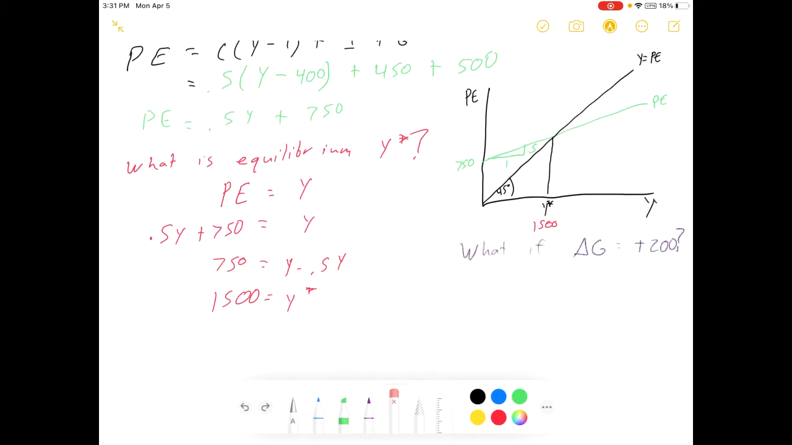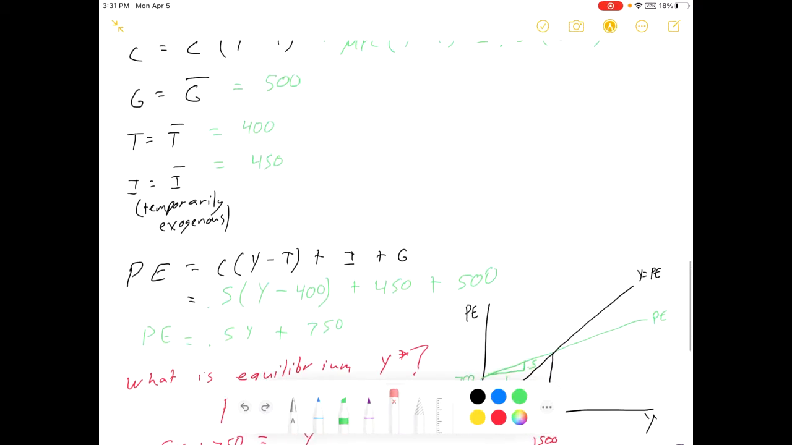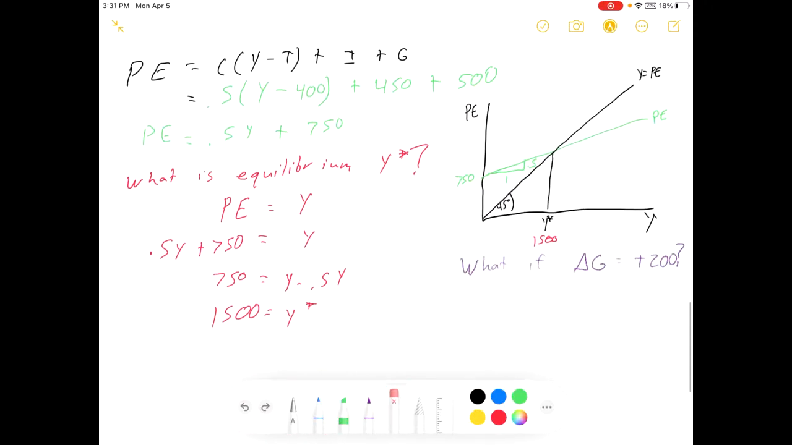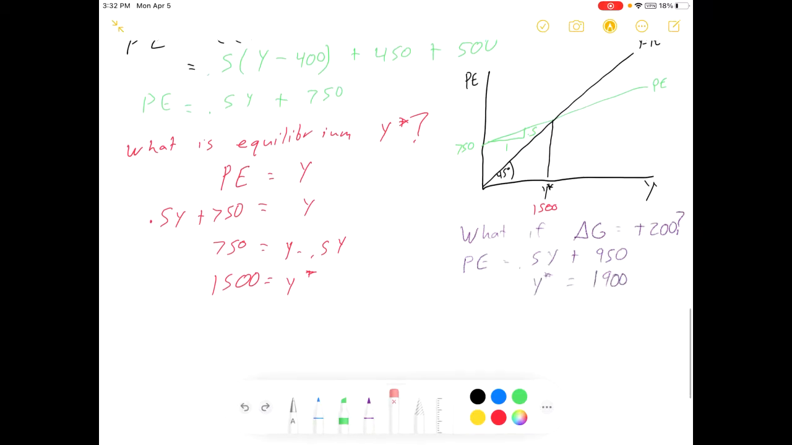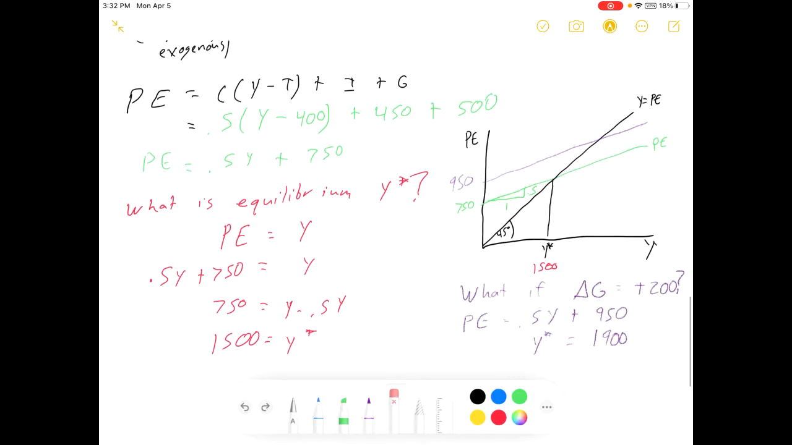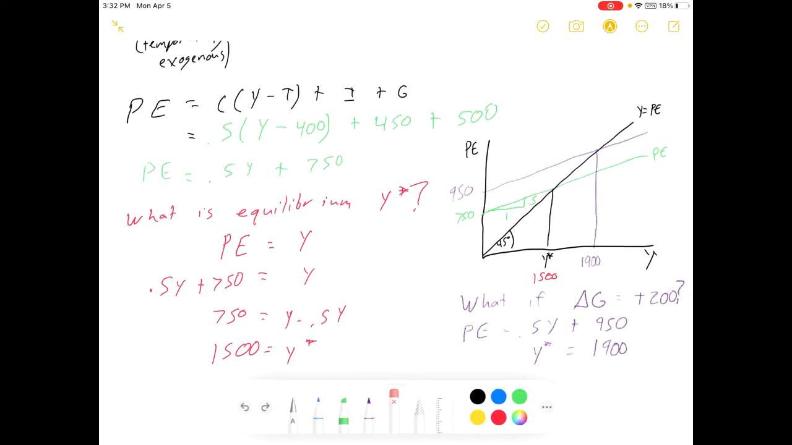Woohoo! We've mathed it. Now, what if there's a change in government spending? What if it goes up by 200? Government spending would go up to 700, which would give us a new planned expenditure curve of 0.5Y plus 950, which if you set that equal to Y and solve for Y, you get 1900. There's something crazy: it goes up by 200 for the planned expenditure line, and then our GDP goes up by 400.